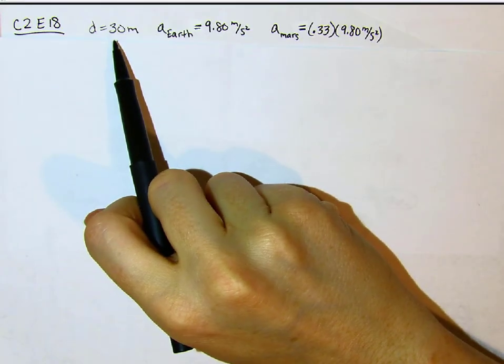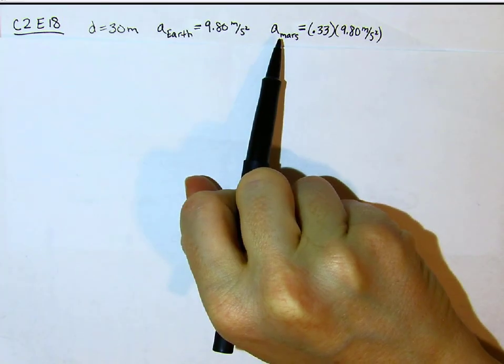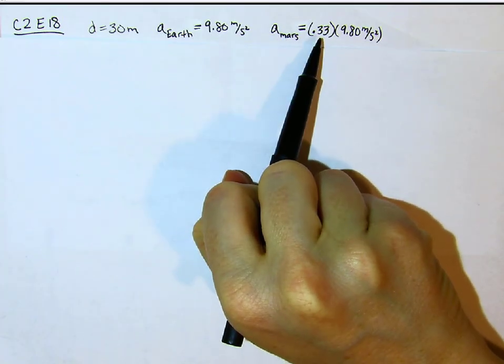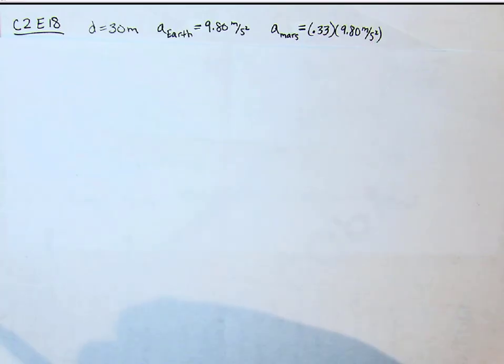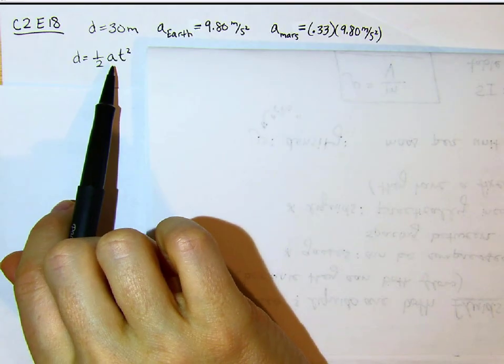So the distance it fell was 30 meters. The acceleration on Earth is the free fall acceleration, and the acceleration on Mars, due to gravity, is 33%, so 0.33 times what it is on Earth. So I'm going to start off with this equation. The distance it travels is 1/2 times the acceleration times t squared. And that means that it was supposed to have started from rest, which in this case it did, and have a constant acceleration, which in this case it does.